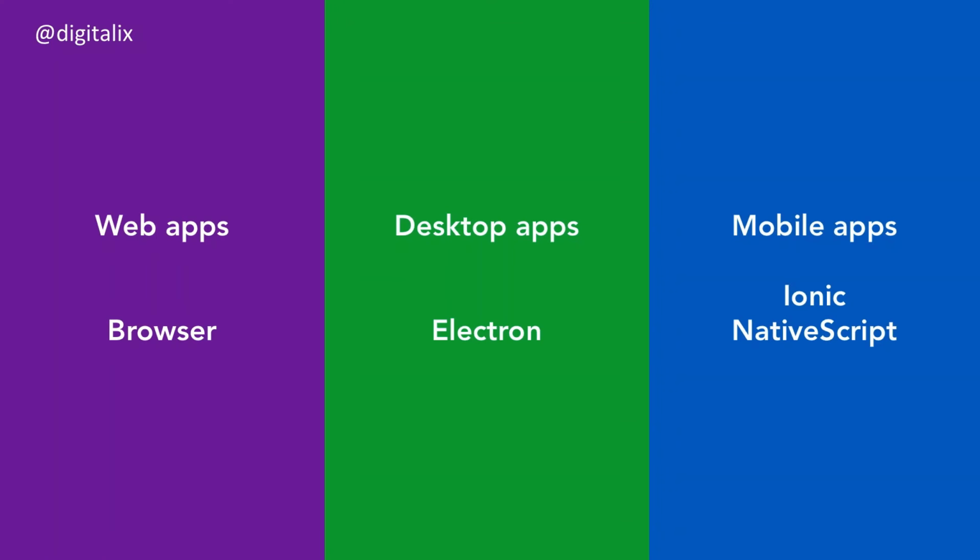So this may surprise some of you, may not. You can create web apps, you can create desktop apps, and you can create mobile apps. Web apps, everybody knows you're using the browser for that. Desktop apps are written with Electron. Electron allows you to write desktop apps using JavaScript, but you can also use Angular as the framework of choice. And you can create mobile apps using either Ionic or NativeScript right now.